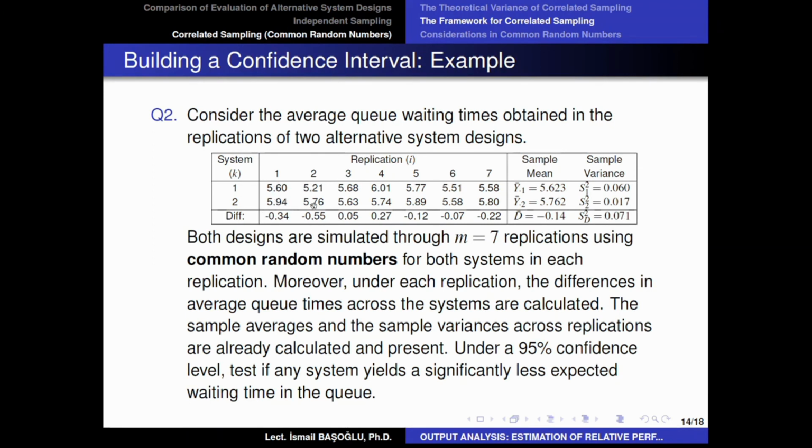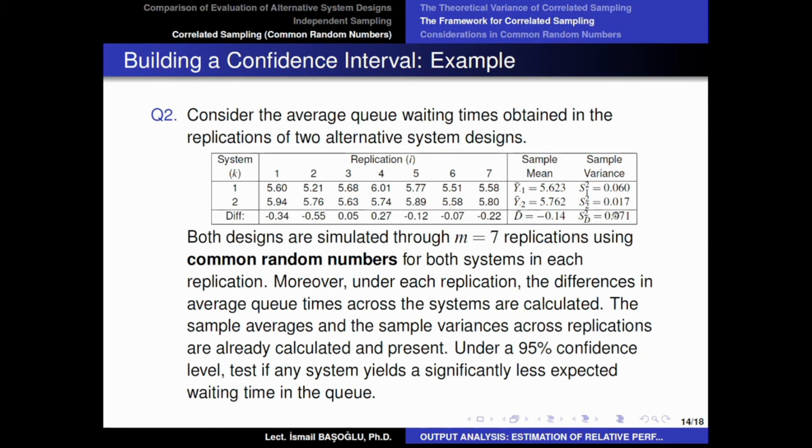So you take the difference of both samples. For example, the difference between 5.60 and 5.94 is minus 0.34. So you always subtract the second one from the first one. You calculate the differences, and the average of the differences is minus 0.14, and the sample variance across these differences is 0.071.